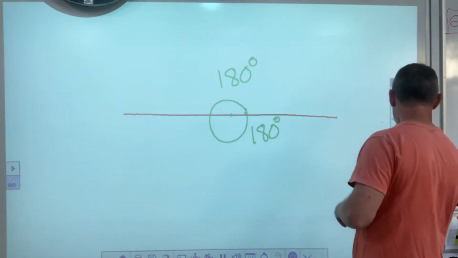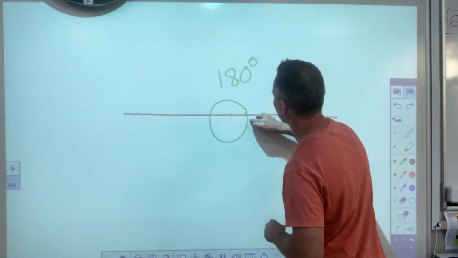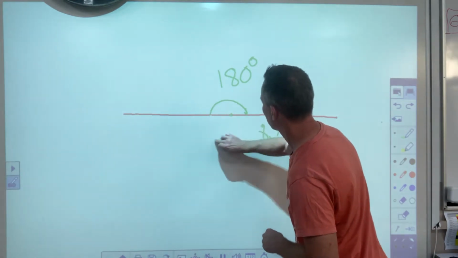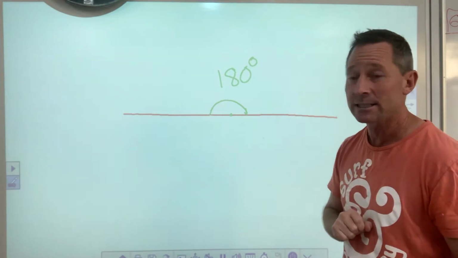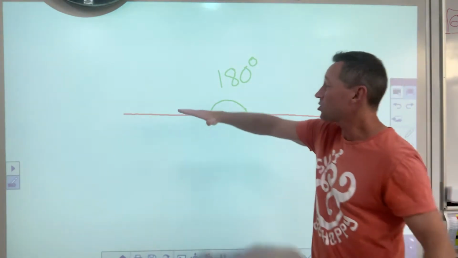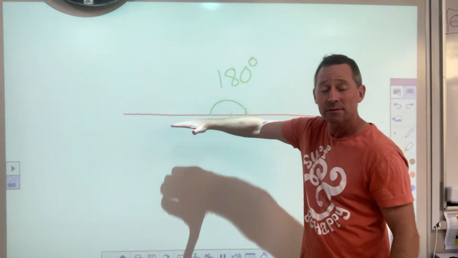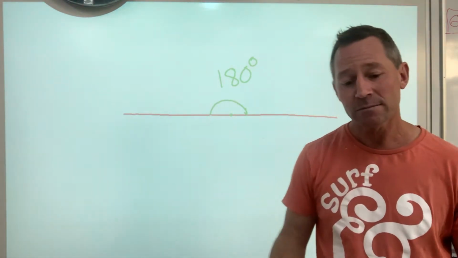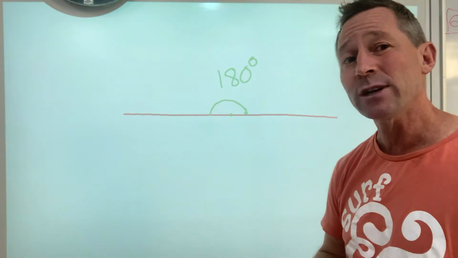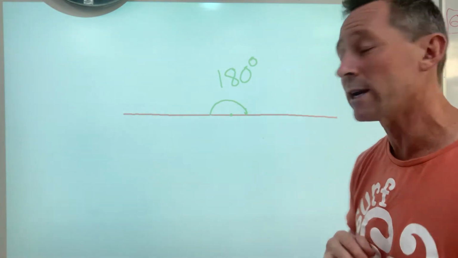If I get rid of this angle here, this is still 180 degrees. Okay? This is on a straight line. A straight line adds up to 180 degrees. A straight line starts with an S. Supplementary angles add up to 180 degrees too.